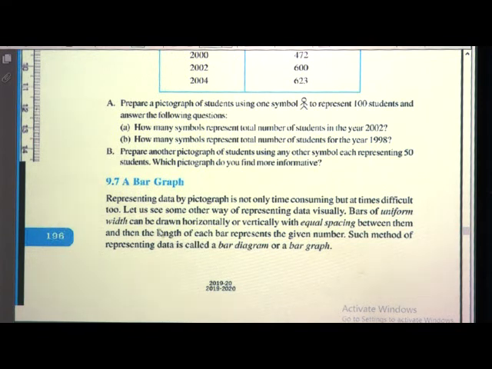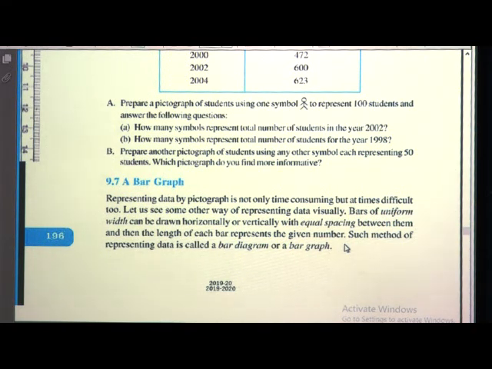Bars of uniform width can be drawn horizontally or vertically with equal spacing between them, and the length of each bar represents the given number. So there is another way of representing data visually. It means how we were solving the questions by seeing the pictograph, in the same way, bar graph is another method of representing data visually.